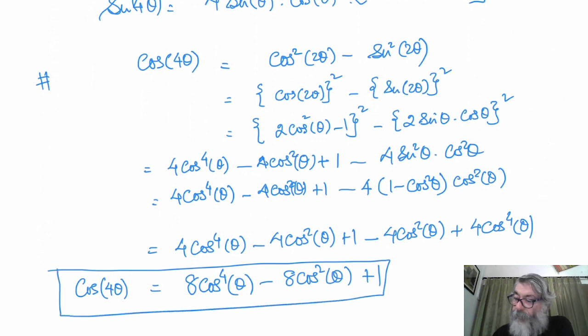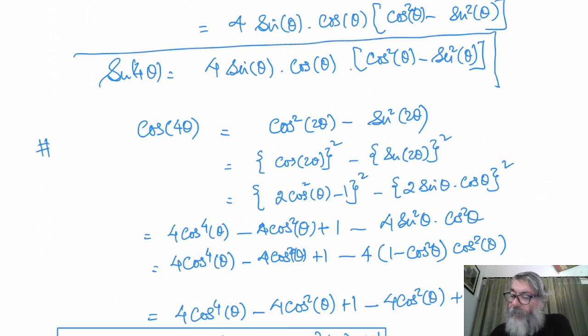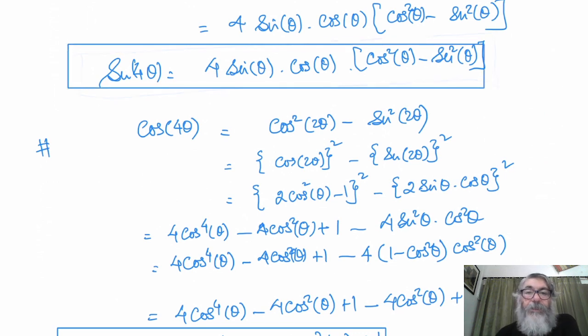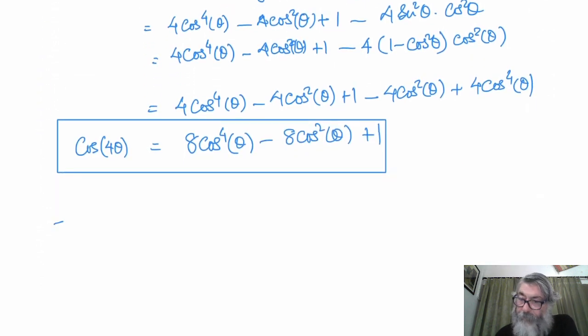This is not a formula, but just a calculation where he wants us to express in terms of 2 theta first, then in terms of theta. Then the third one he says is tan 4 theta. We know tan 2 theta is 2 tan theta upon 1 minus tan square theta.